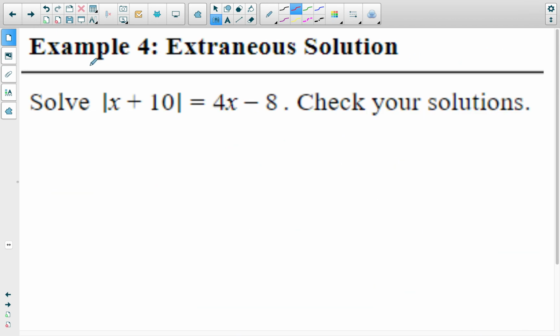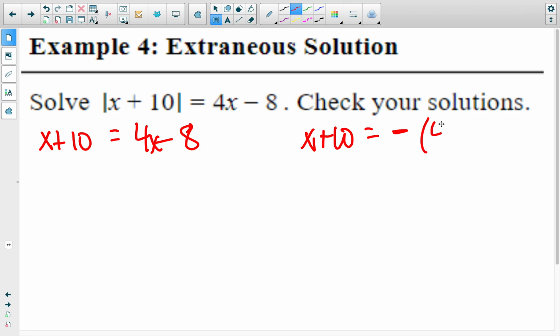Last type of example is where we have extraneous solutions. So it's asking us to solve, and we're going to check. We have two cases to consider here. x plus 10 could equal 4x minus 8. And then for the negative case, we need to be careful and make sure that we put the 4x minus 8 in parentheses. We could have x plus 10 equals negative (4x minus 8) like that. We've got to be careful with that, okay?